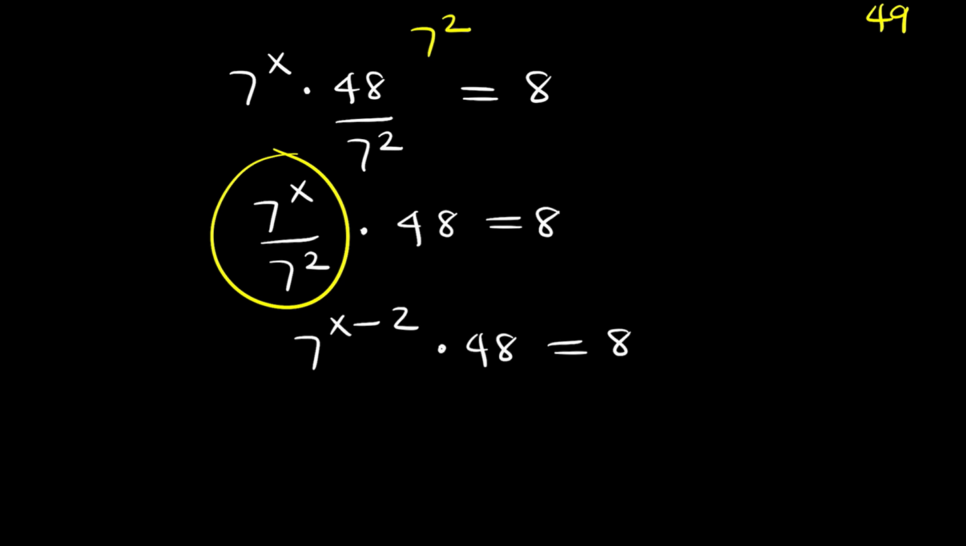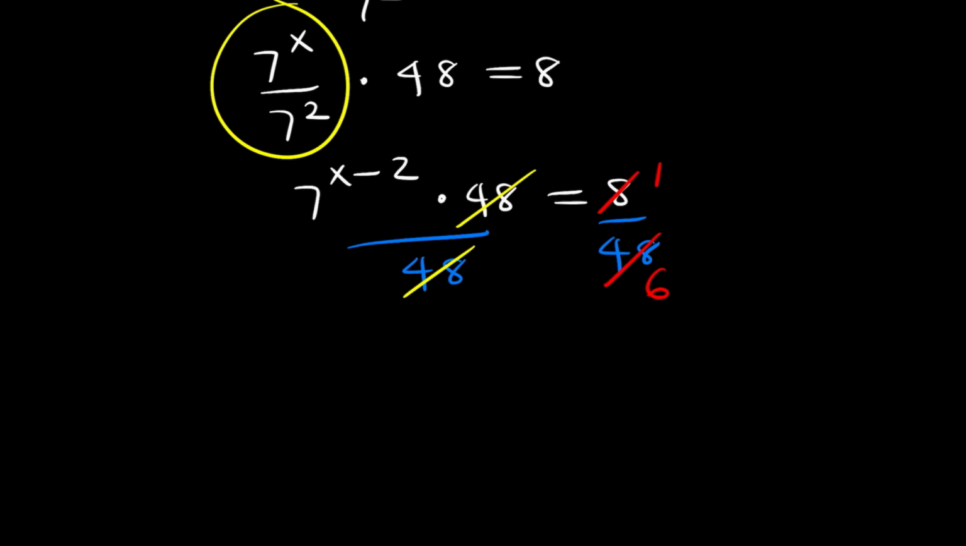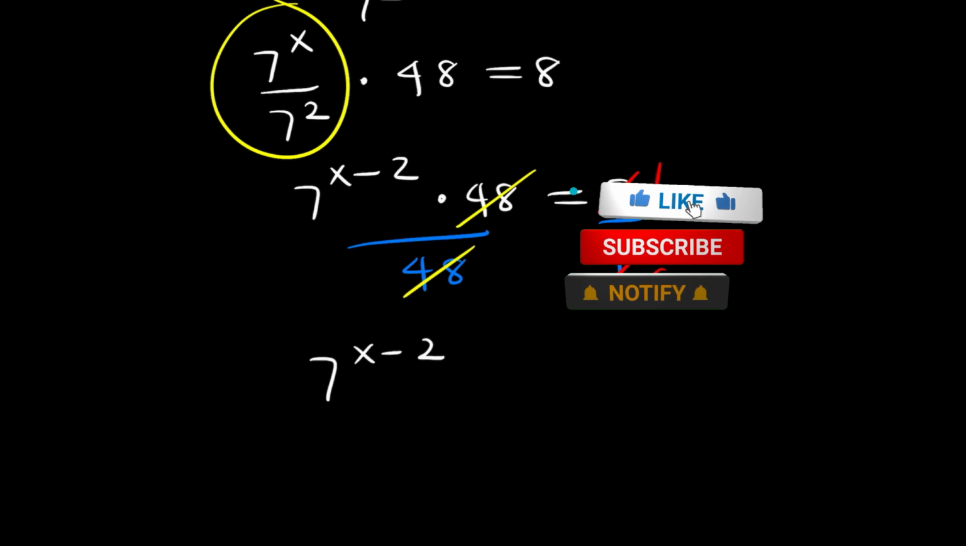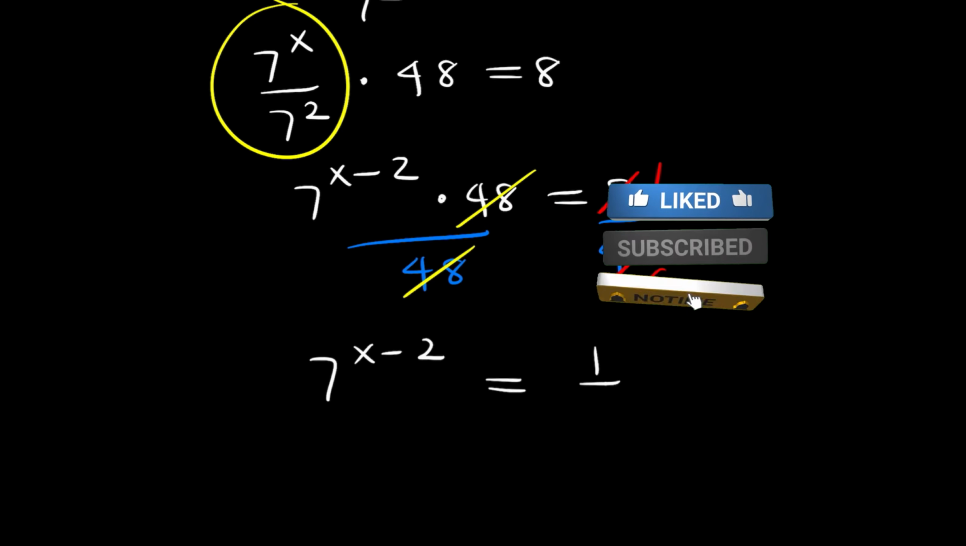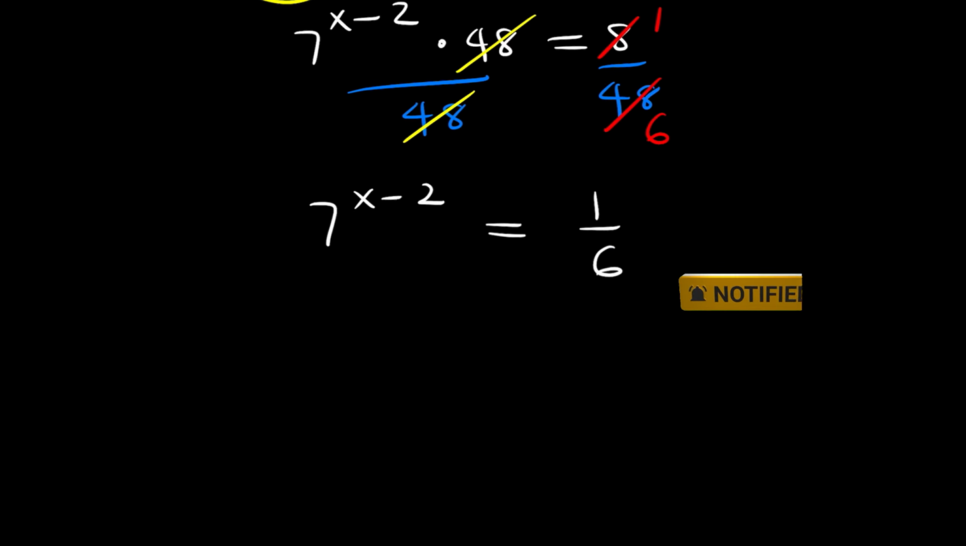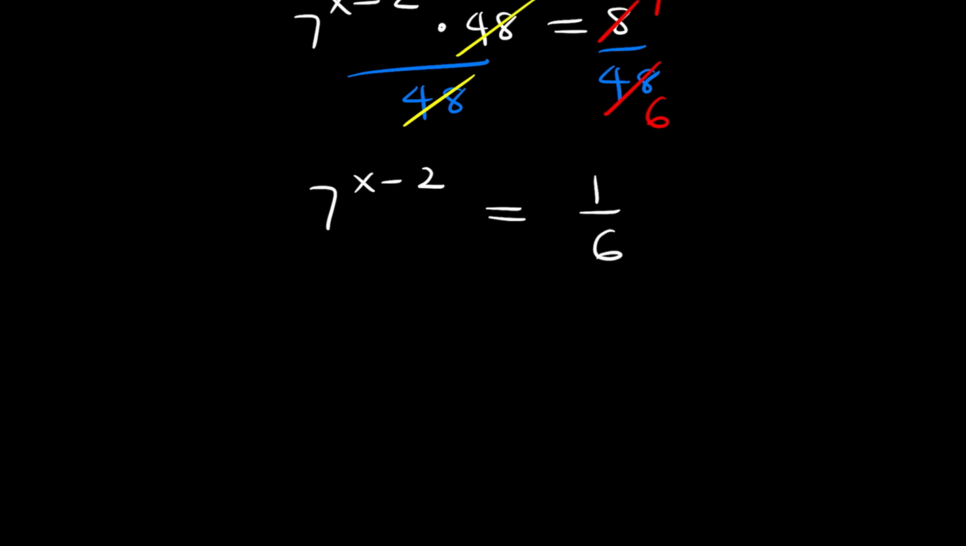Now we can divide through by 48, and that takes care of this. We can see that 8 here is 1 and 48 here is 6, giving us 7 raised to power x minus 2 is equal to 1 over 6. It's a bit easier now to solve for x.